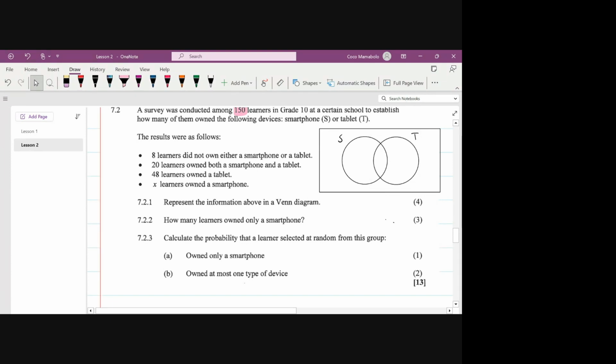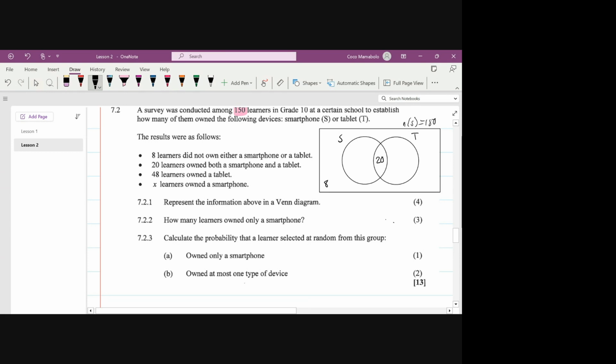So let's read the information properly. We know that our sample size, our n(S), is equal to 150. 8 students would go on the outside because they don't own either of those. Now it says 20 learners owned both a smartphone and a tablet. That tells us that's our intersection. So 20 goes here. Right.